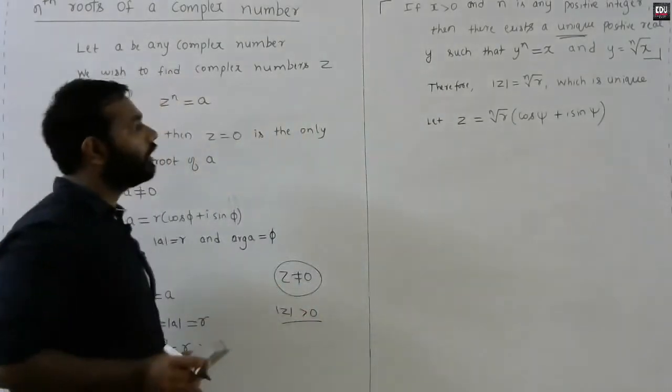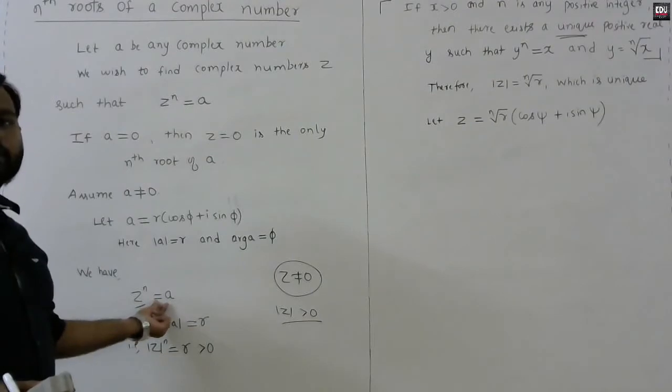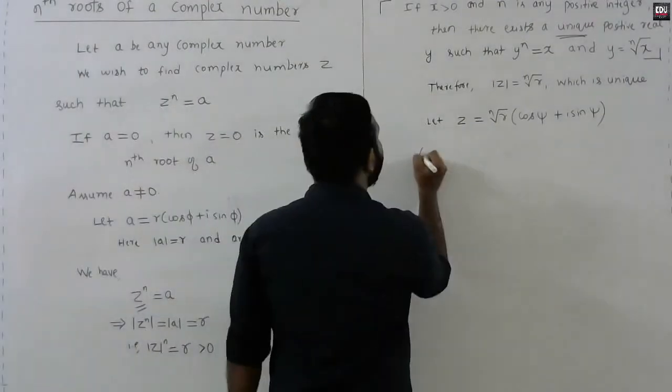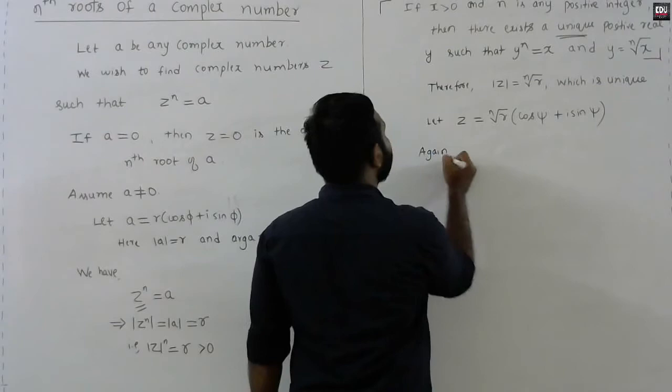So to find the value of psi, once again we shall go with the same equation. So again, what we have is Z power N is equal to A.